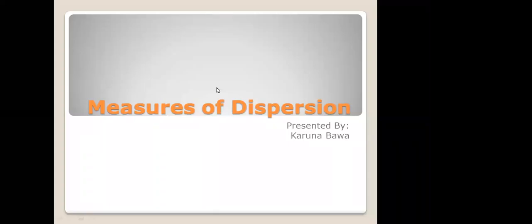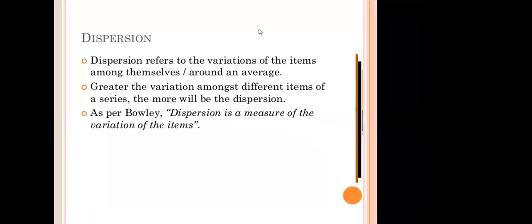So today we start with a new topic, that is measures of dispersion. Dispersion refers to the variation of the items among themselves around an average. The greater the variation among different items of a series, the more the dispersion. Dispersion is a measure of the variation of an item.